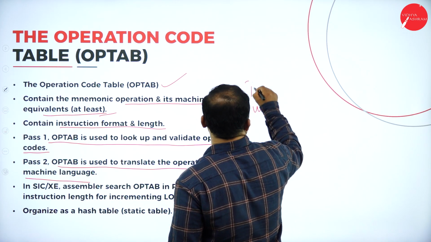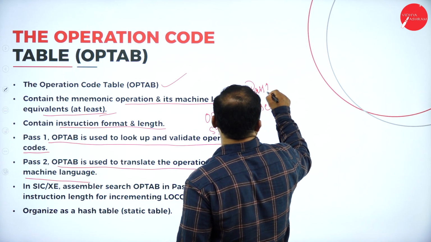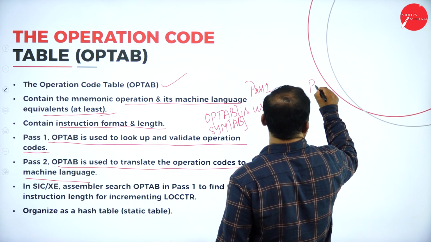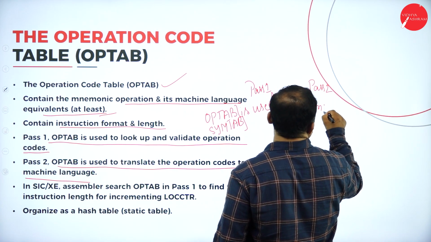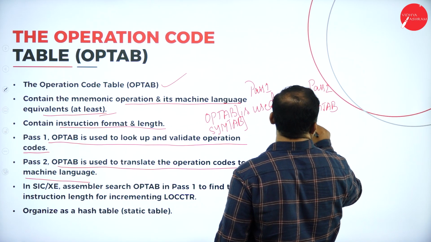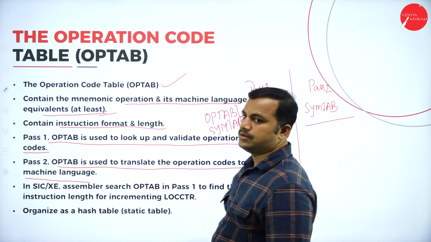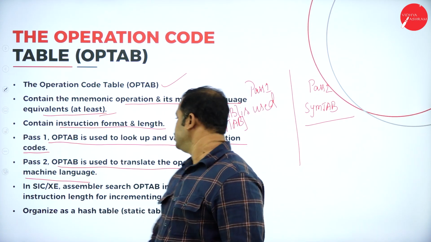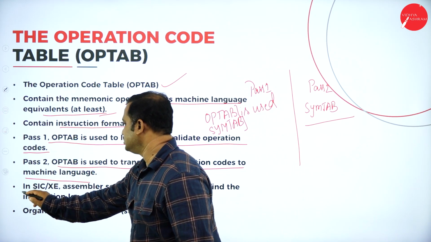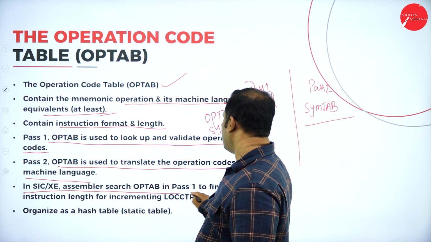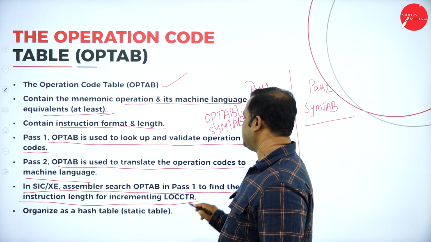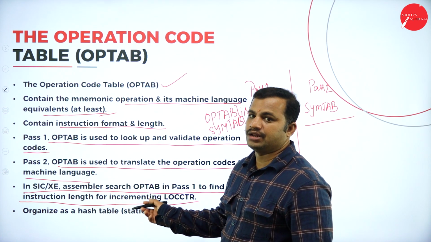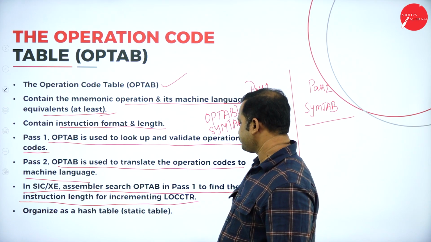That is during pass 1. During pass 2, SymTab is used. The same thing is used here. In the SIC/XE assembler, OpTab is used in pass 1 to find the instruction length for incrementing the location counter, LOCCTR.